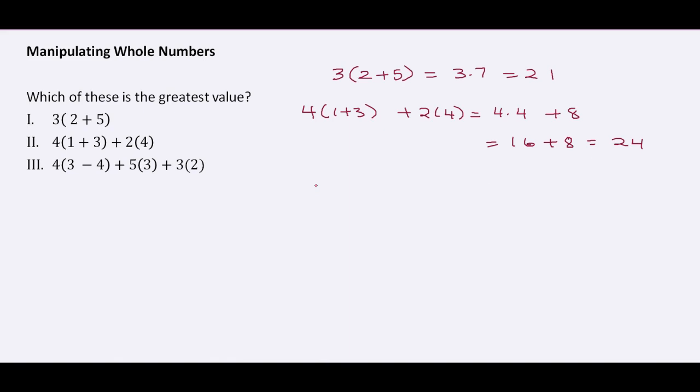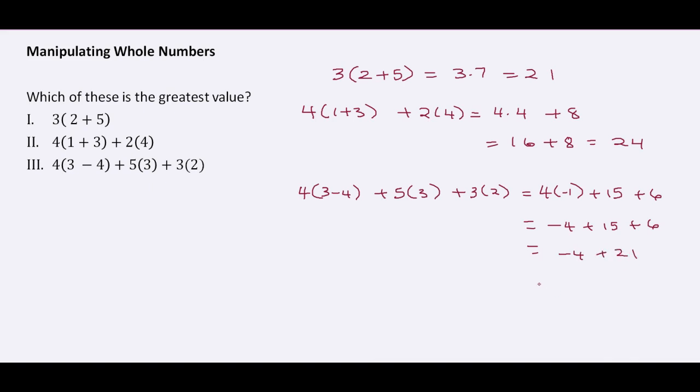Finally, the last expression here, 4 parenthesis 3 minus 4 plus 5, 3 plus 3, 2 is going to give us 4 minus 1 plus 15 plus 6. So we have minus 4 plus 15 plus 6. This should give us minus 4 plus 21, which is 17. Which of these is the greatest value? 24 is the greatest value, so 2 is the greatest value.